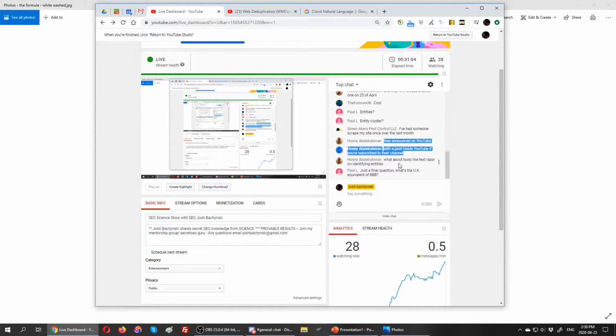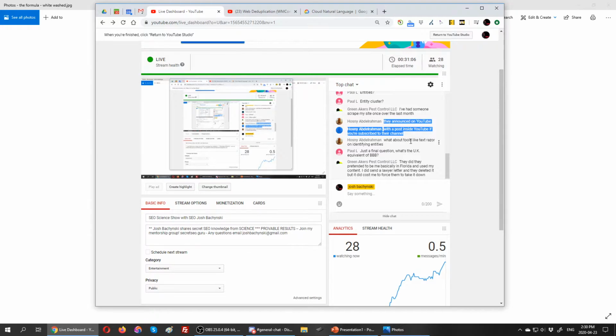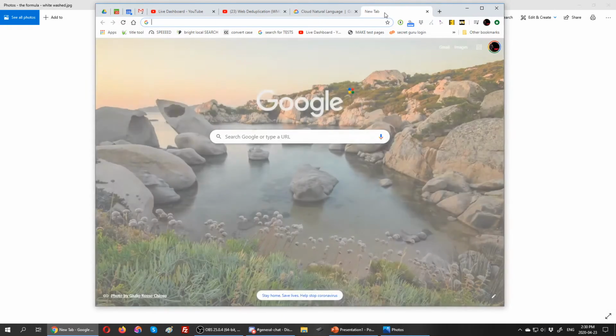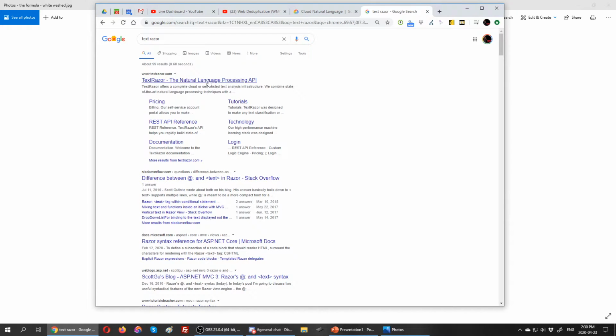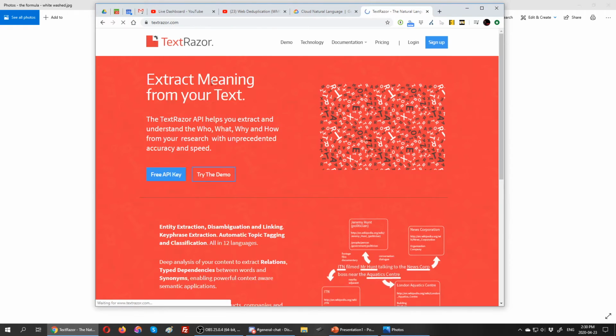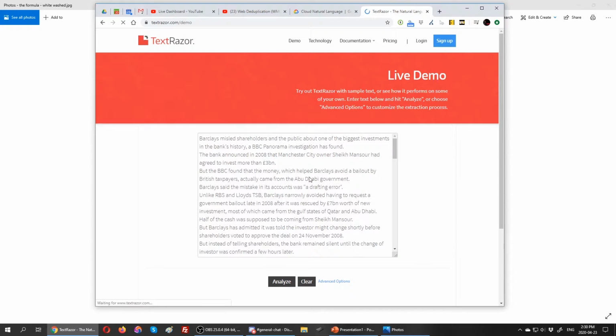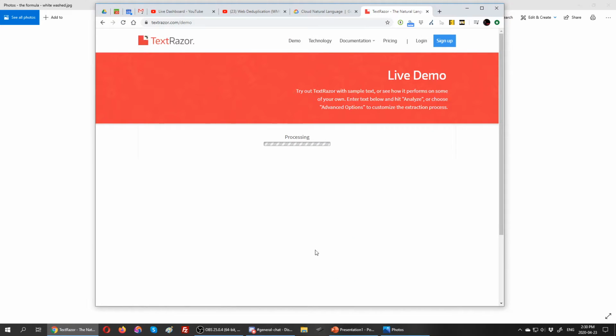What tools like TextRaiser on identifying entities? I don't know TextRaiser. Let me see. Let me check it out. Hopefully it's not a porn site, so I don't have to edit my YouTube video. So please don't do that. TextRaiser, what's that? Oh, this, obviously, the natural language processing API. Extract meaning from your text. Try the demo. Sure, let's analyze this.